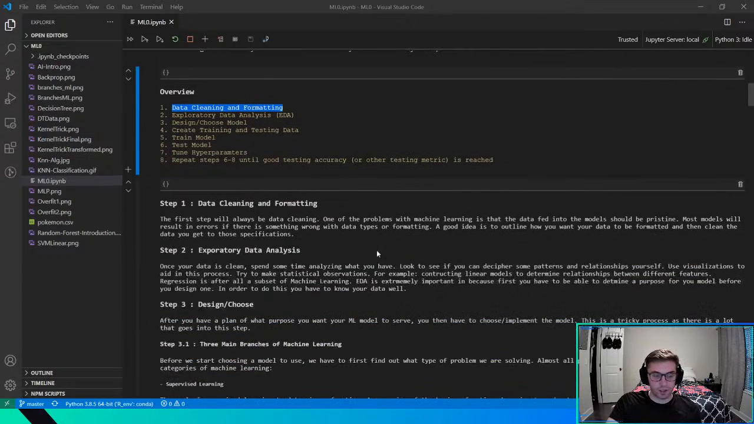So the first step in machine learning pipelines, or model creation, is data cleaning and formatting. This is one of the largest steps, depending on the noisiness or messiness of your data. A lot of times when you're feeding in machine learning data, it has to be pretty clean, depending on what you want your model to be.